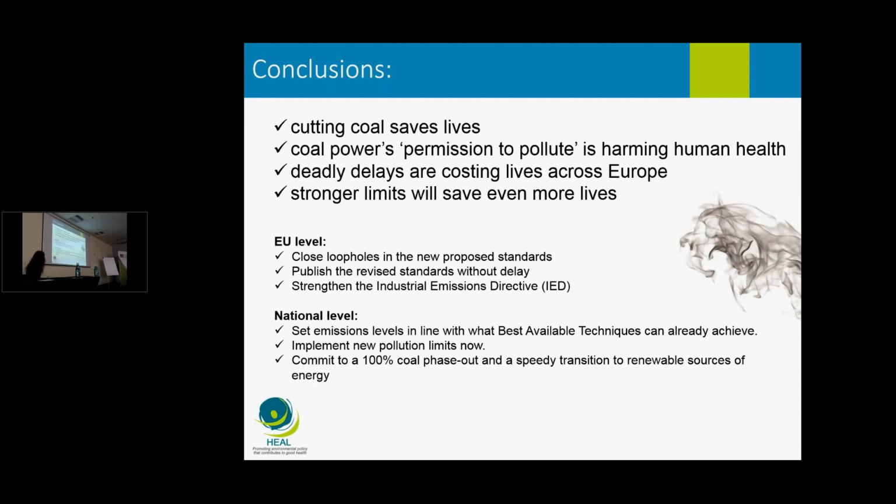There are also some demands for the EU level and national level, referring to the BREF BAT regulations and the IED directive: to publish the revised standards without delay, for example, strengthen the IED directive or close loopholes in the newly proposed standards. And at the national level, also to set emission limits in line with BAT techniques, implement new, even stricter pollution levels now by member states, and to commit to a 100% coal phase-out and a speedy transition to renewable sources of energy.